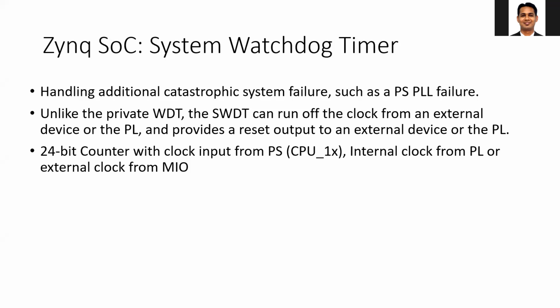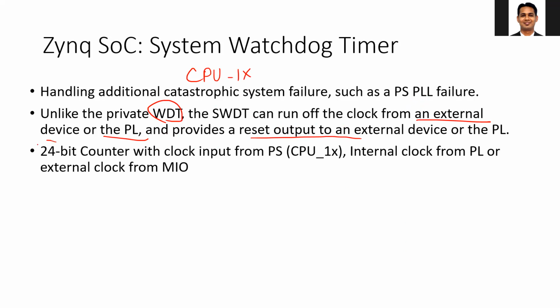Unlike the private watchdog timer, the system watchdog timer can run off the clock from an external device or the PL. The private watchdog timer can work only on the PS clock, that is the CPU 1X clock. But the system watchdog timer can work on that clock, or it can come from any external clock or any clock from the PL, and it provides the reset output to all other devices. It can provide it to the PL, to peripherals, some external device, as well as to the PS. The private watchdog timer only provides the interrupt signal or the reset signal to the corresponding CPU core, but the system watchdog timer is more general.